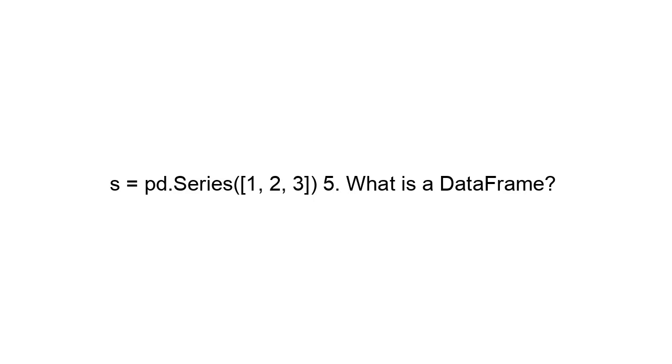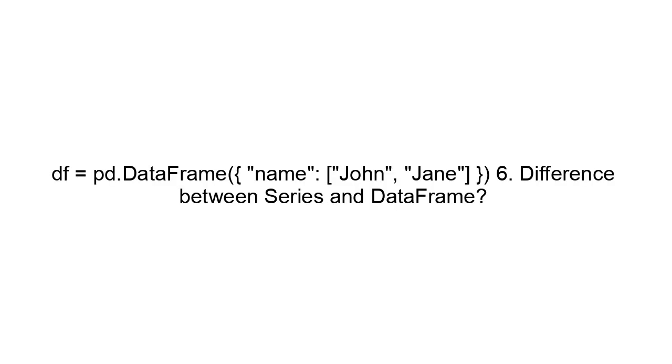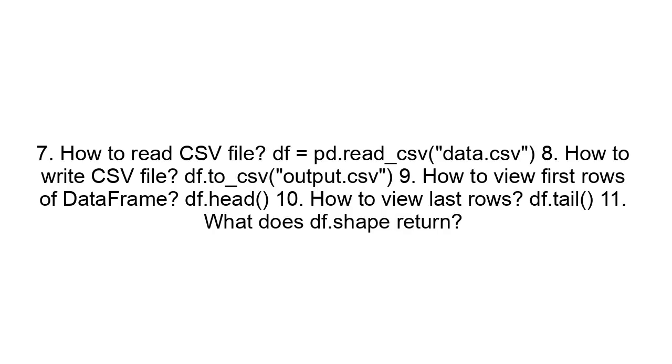[1, 2, 3]. 5. What is a DataFrame? Two-dimensional tabular data structure. Example. df = pd.DataFrame, name, John, Jane. 6. Difference between series and DataFrame. Series means one-dimensional. DataFrame means two-dimensional. 7. How to read CSV file. df = pd.read_csv, data.csv. 8. How to write CSV file. df.to_csv, output.csv.